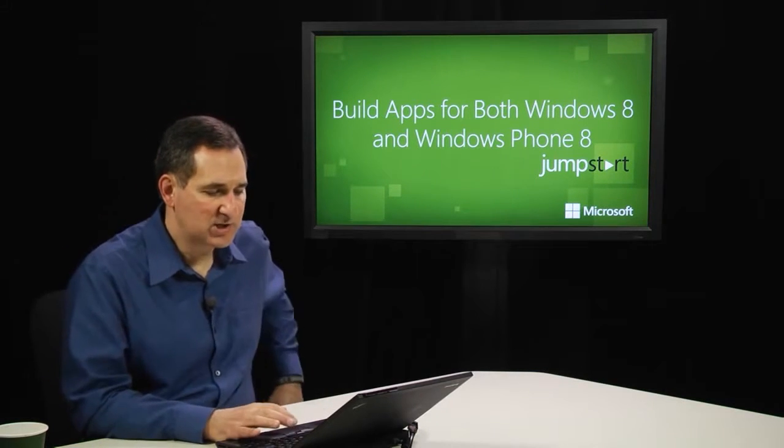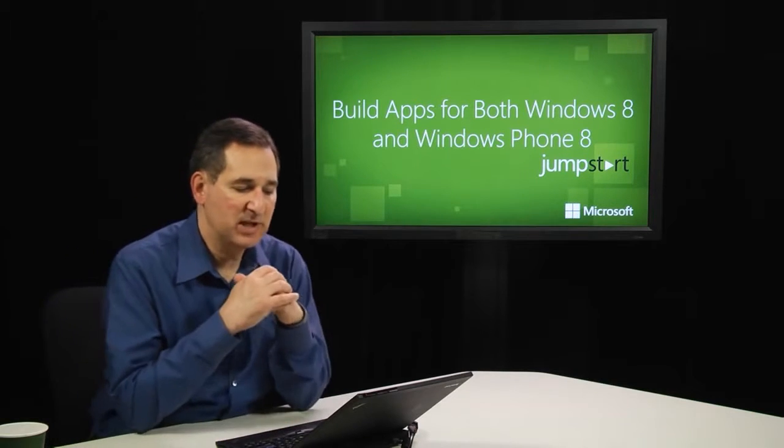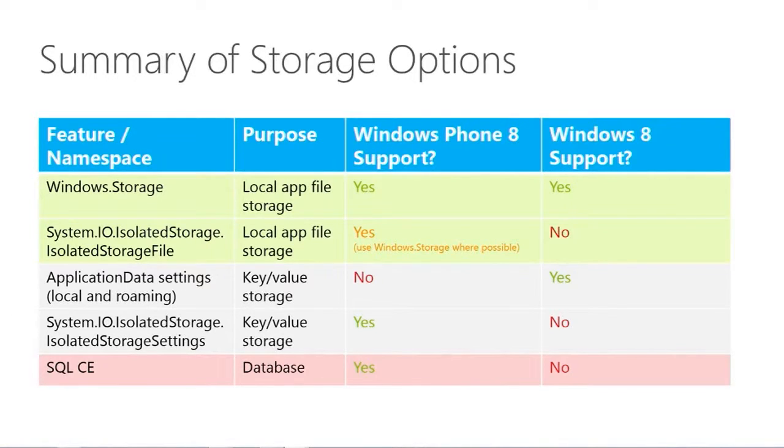And so we wanted to talk about what is available and what are some of the things that you can take advantage of. As I said, the Windows.Storage, for the purposes of local app file storage, both Windows Phone 8 and Windows 8 support that namespace and some of the things that are in there. We'll talk about what that means in a second, and we'll get to a demo, and I'll show you how we do that. There is System.IO.IsolatedStorage and IsolatedStorageFile. This is something that you have on Windows Phone 8. And you can continue to use that in Windows Phone 8 and Windows Phone 7 for that matter.